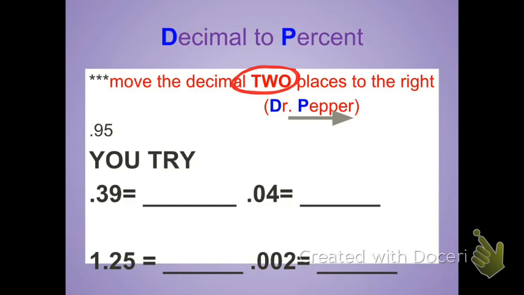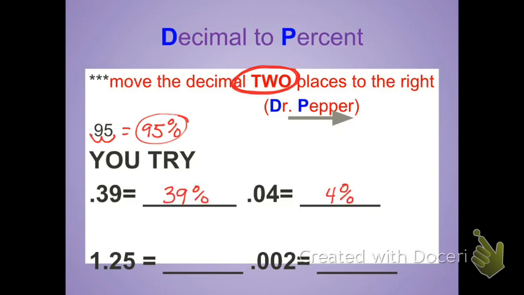So if we have 0.95, since it's decimal to percent, Dr. Pepper says we're going to move it to the right. How many places? 2 places, always 2 places. So we go 1, 2. It equals 95, and since it's a percent, we write a percent sign at the end. 95%. Now there are 4 examples for you. Very quickly, move the decimal 2 places to the right on all of those and write a percent sign at the end.